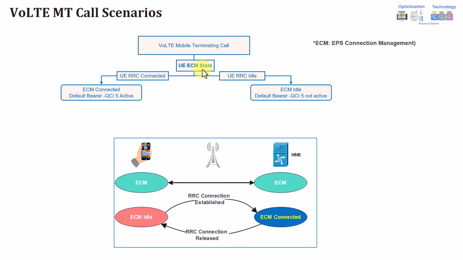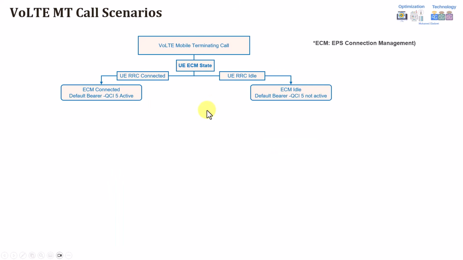Whenever the user moves to idle mode, the MME will know, so it will consider the user in ECM idle state. It will also notify the other entities, and it will start releasing the related interfaces or connections, as we just mentioned. So now let's go through both scenarios to see what we will have in case the user is connected or active.